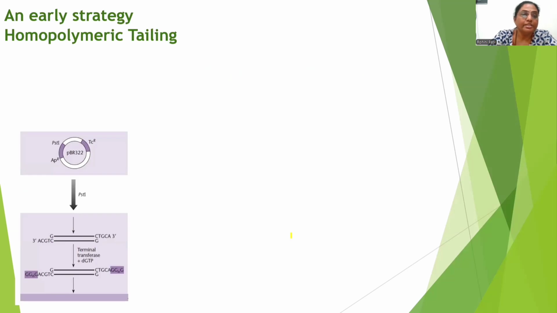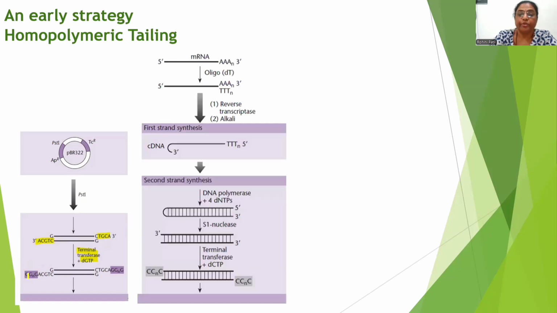In this, here it is a vector. It is a pBR322 vector which has been digested with PstI. Now here you have the ends which have the PstI specific ends. Then there is a use of the terminal transferase with dGTP. So as you are using dGTP, the homopolymer tail is of poly G.